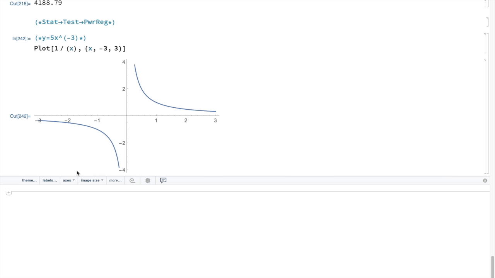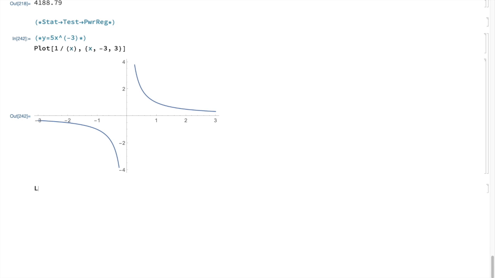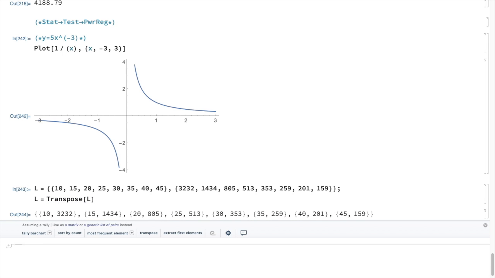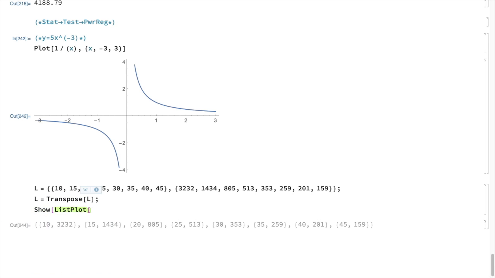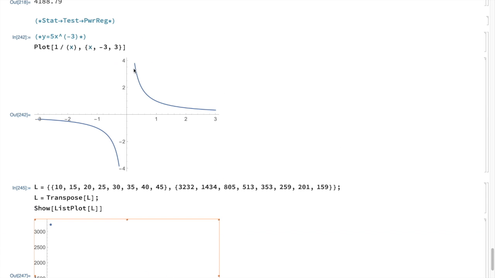Why don't we actually do a power regression on a typical problem here? So let's do 277 number 5. So here Timothy's doing a thing with his light receiver or whatever. I'll leave you to actually read it, but this is the actual data here. So I got 10, 15, 20, 25, 30, 35, 40, and 45. Our y values are 32, 32, 14, 34, 805, 513, 353, 259, 201, and 159. And L will equal the transpose of L. Yep, everything seems to check out. Let's actually look at what that looks like here. All right, so clearly something that looks a lot like this would be really good.